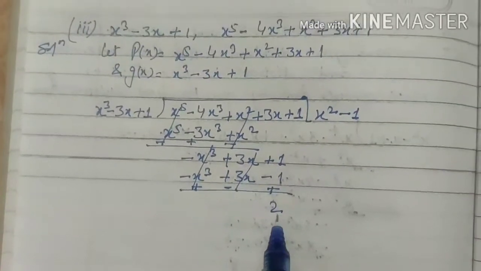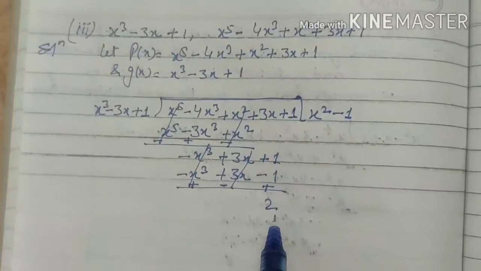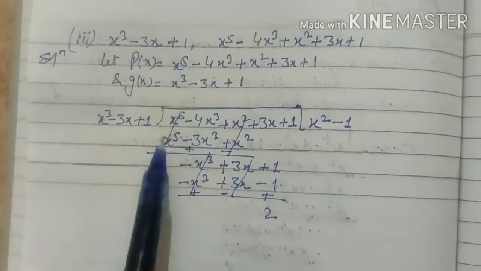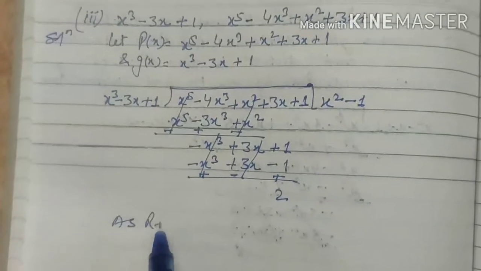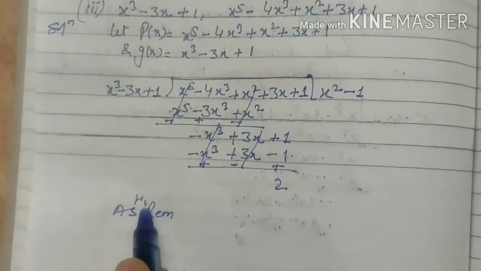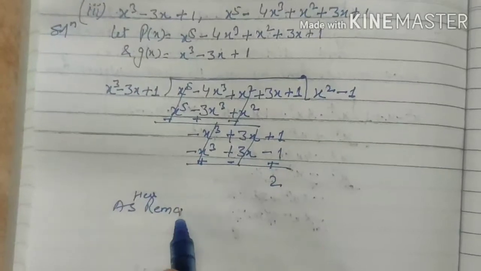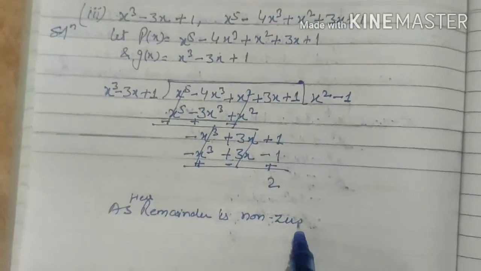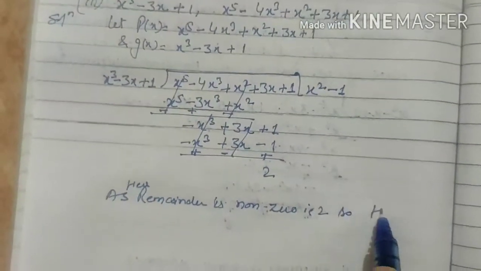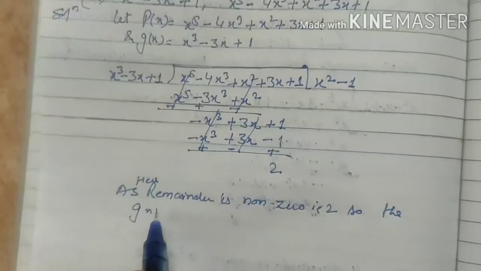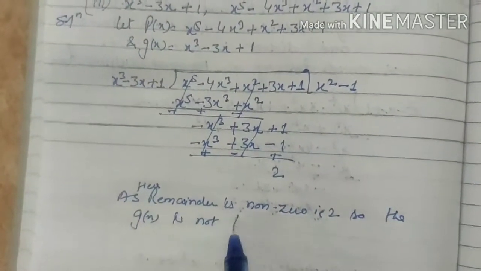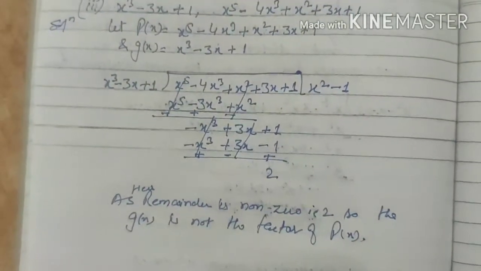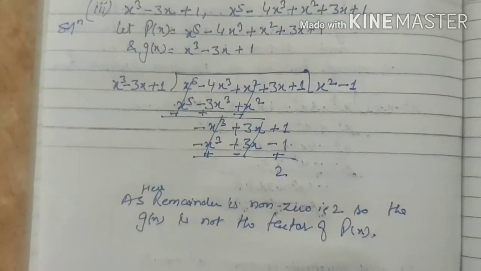So as you can see, the remainder is a non-zero number, that is 2. So the first polynomial, that is gx, is not a factor of px. So here the remainder is non-zero, that is 2. So gx is not a factor of px. So this is all about part number 3. You can pause the video and note it down.